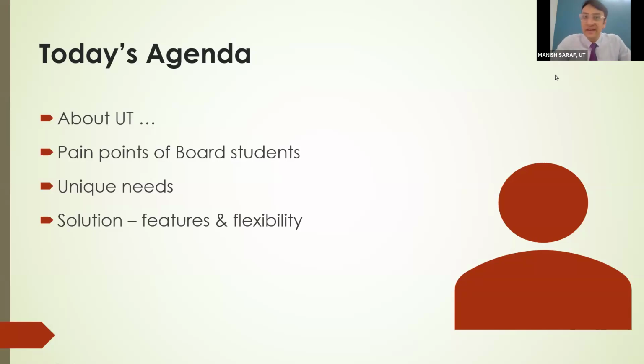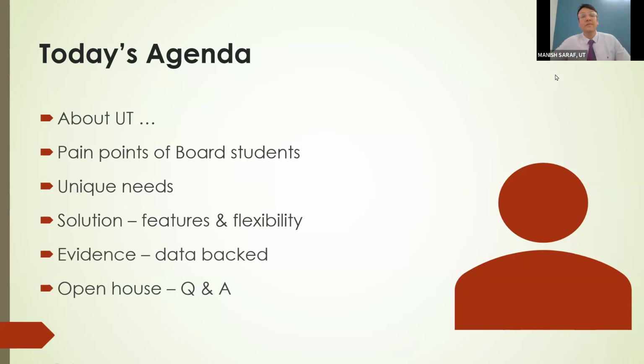How we can fit in, where we can help you, and in the overall scheme, what are some data-backed evidence. Data shows that if you follow a defined path, a structured program, what improvement can come. We will come up with such data, and towards the end we will come to an open house where we'll be happy to take your questions and queries.